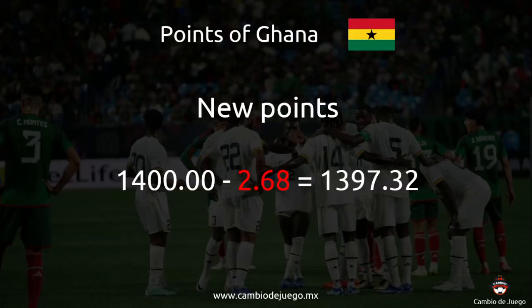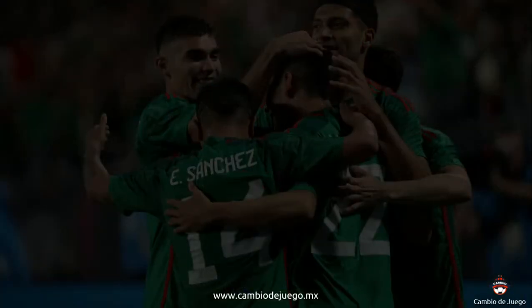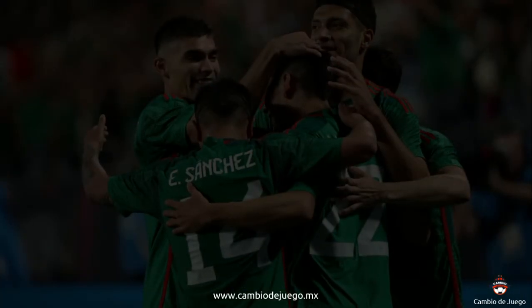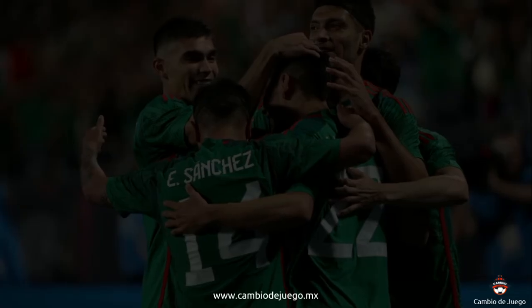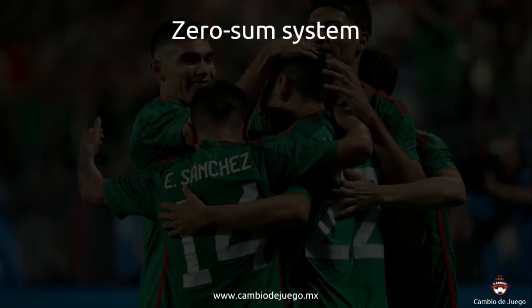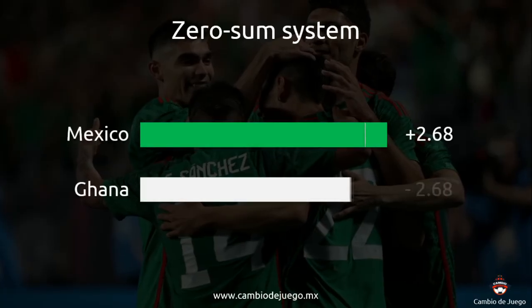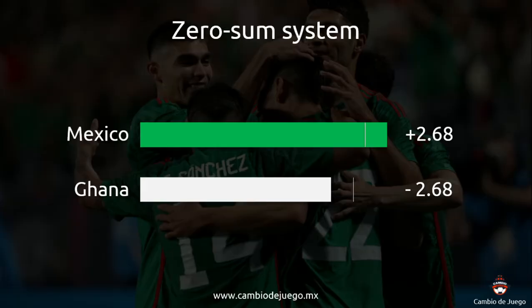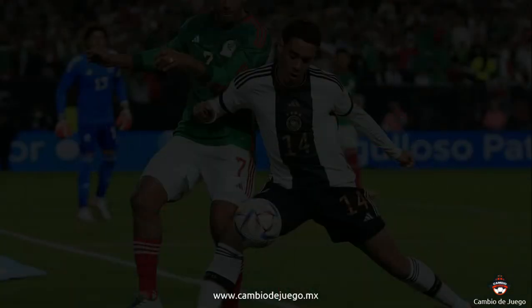As we can see, the points gained by Mexico are exactly the same as those lost by Ghana. That is no coincidence, because with a few exceptions that we will see later, this formula is a zero-sum system, meaning that one team's gain is another team's loss. Let's see another example. In their following game, Mexico played Germany.